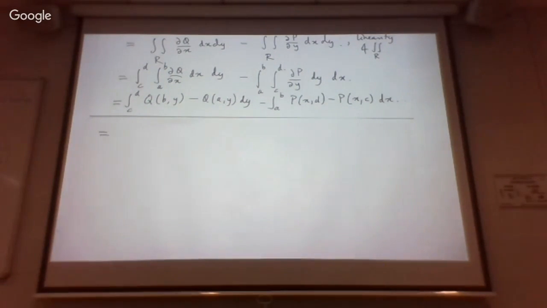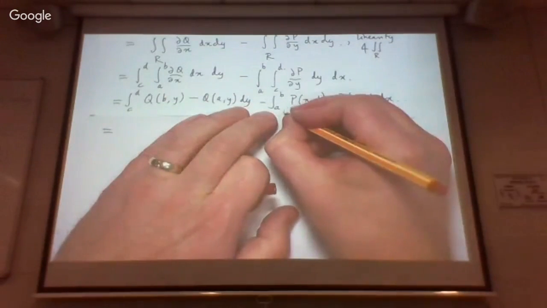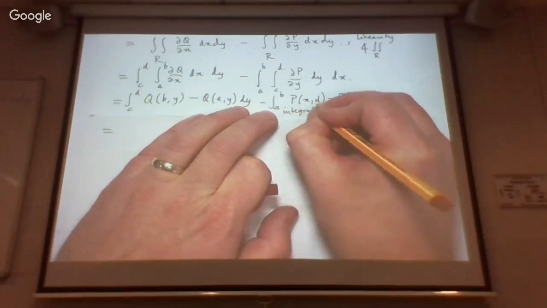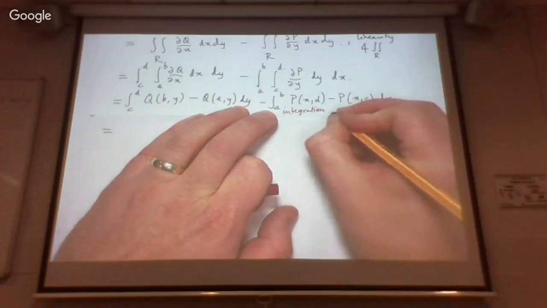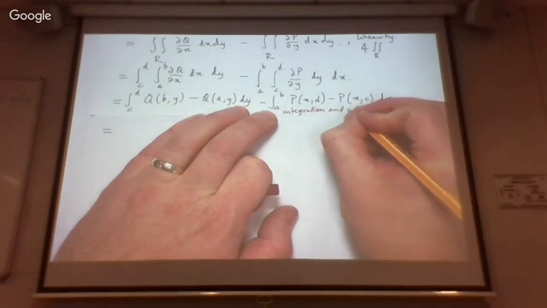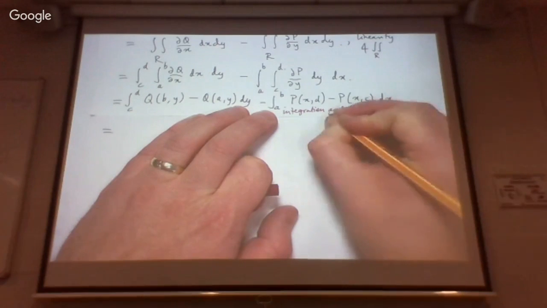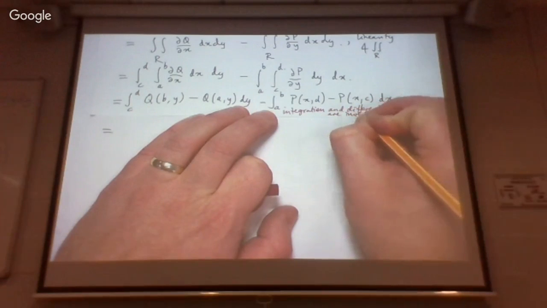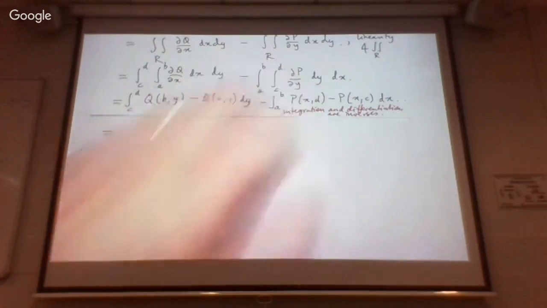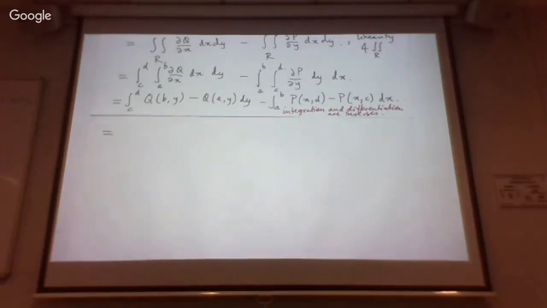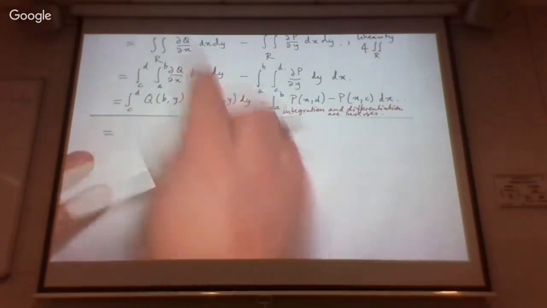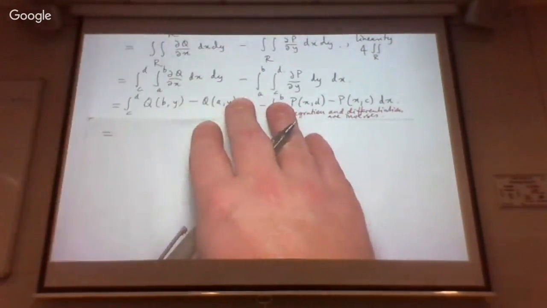Okay, so the justification for that is integration and differentiation, properly interpreted with respect to the same variable, they're inverses of each other. The integral of the derivative is the original function. And now I can just split this up. Remember, I'm trying to show that it's the same thing as the left-hand side.